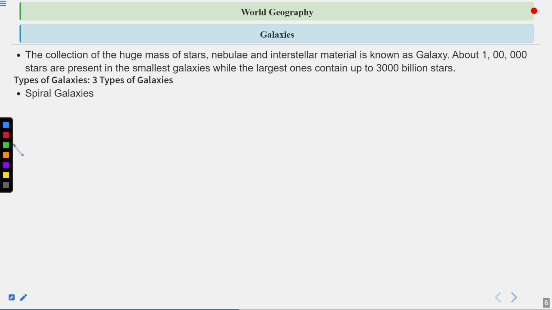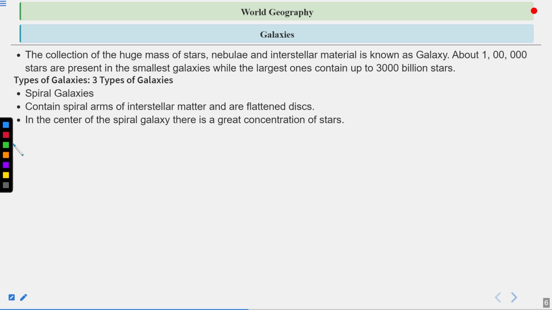So spiral galaxies contain spiral arms of interstellar matter and are flattened disks. In the center of the spiral galaxy, there is a great concentration of stars. Example, the Andromeda Galaxy and Milky Way Galaxy. Milky Way Galaxy is our galaxy in which our solar system exists, our sun, our earth exists, and Andromeda is the closest galaxy to our galaxy, that is the Milky Way.